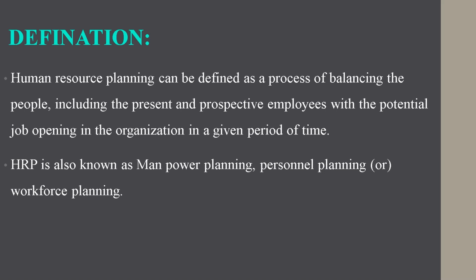Human resource planning can be defined as a process of balancing the people, including the present and prospective employees, with the potential job openings in the organization in a given period of time. We can also call it manpower planning, so it's about the number of people working there. Prospective means expected employees in the future. Five, 6, 7, whatever the number is, these many people I'm expecting in the future. That is prospective.